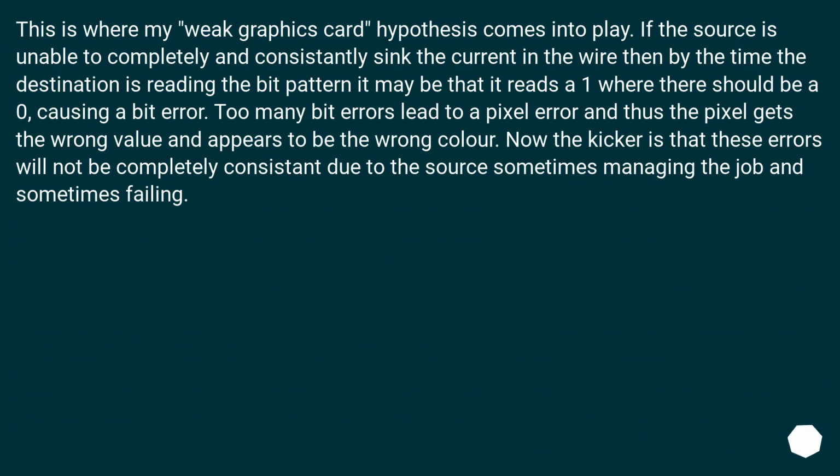This is where my weak graphics card hypothesis comes into play. If the source is unable to completely and consistently sink the current in the wire, then by the time the destination is reading the bit pattern, it may be that it reads a 1 where there should be a 0, causing a bit error. Too many bit errors lead to a pixel error, and thus the pixel gets the wrong value and appears to be the wrong color. Now the kicker is that these errors will not be completely consistent due to the source sometimes managing the job and sometimes failing.